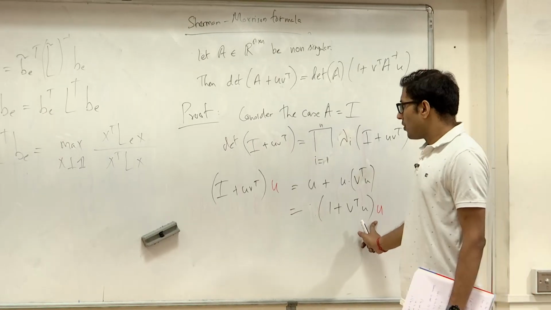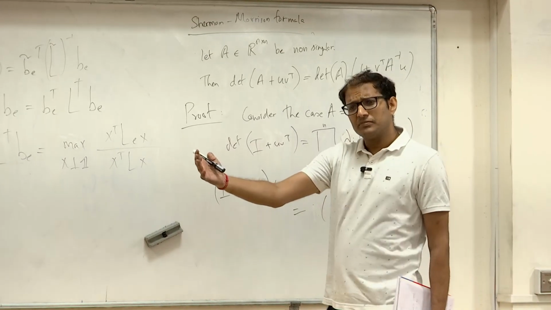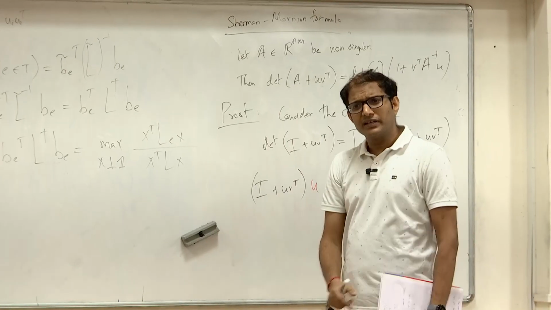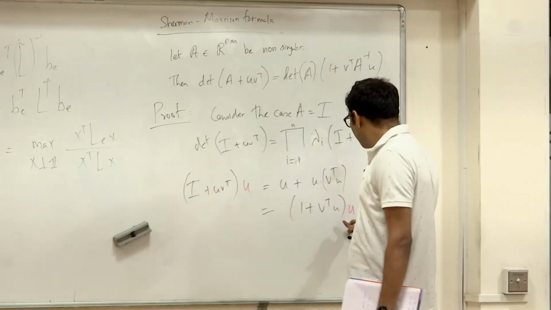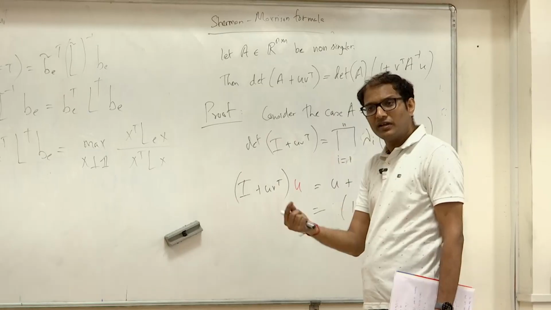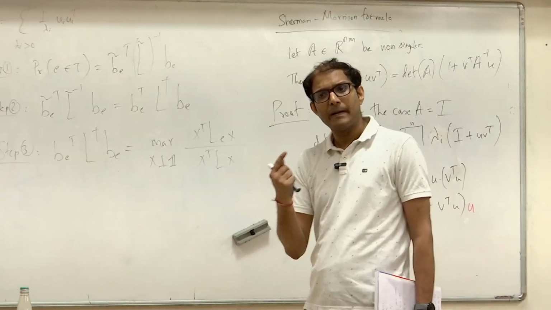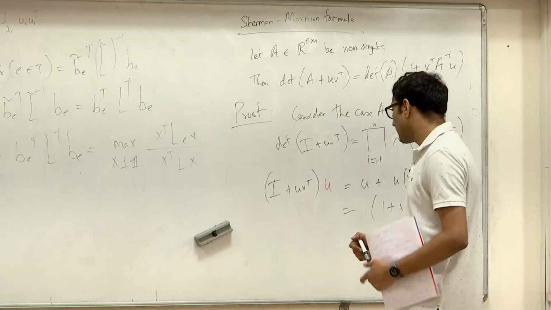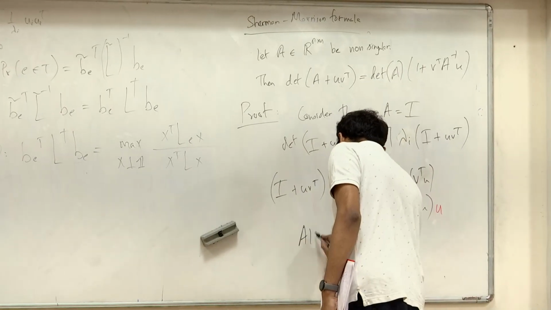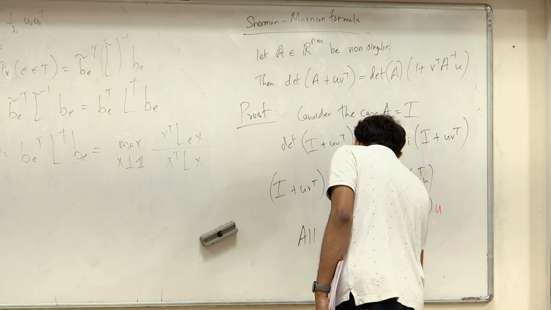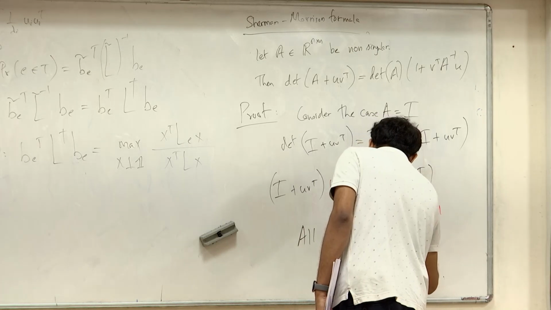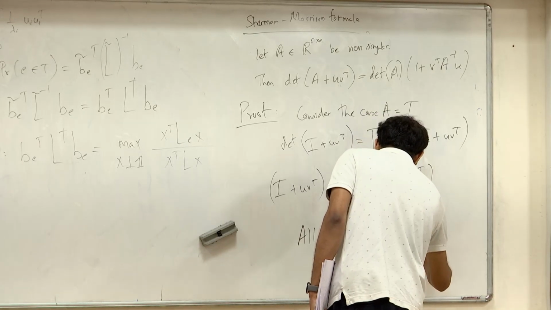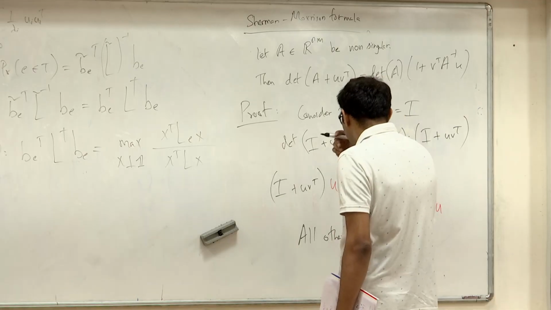Now, what are all the other eigenvalues? Pick any other eigenvalue, okay? One eigenvalue is 1 plus v transpose u. I claim the remaining eigenvalues are still 1. Why? Rank 1 update. It's a rank 1 update. All the other eigenvalues equal 1.